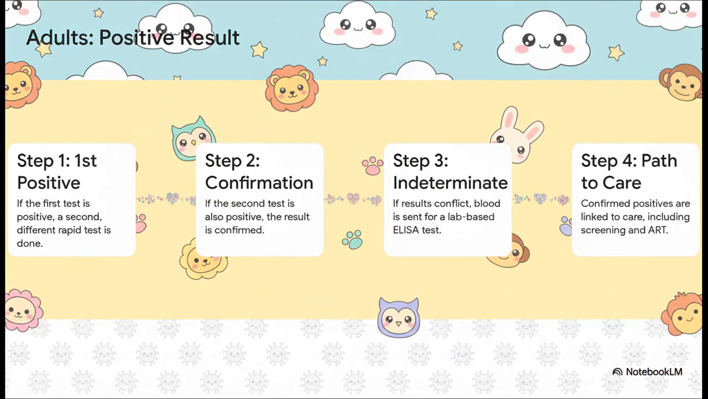But what happens if that first test comes back positive? Well, this is where the system's built-in checks and balances kick in. To make absolutely sure, a second, different kind of rapid test is done right then and there. If that one's also positive, then the result is confirmed. Now, what if they conflict? Say one is positive and one is negative. Then a blood sample is sent off to a lab for a super-sensitive test. It just shows you how focused the system is on getting it right. It's all about delivering a certain, accurate result. And, this is the most important part, getting someone onto a clear path for care and treatment right away.